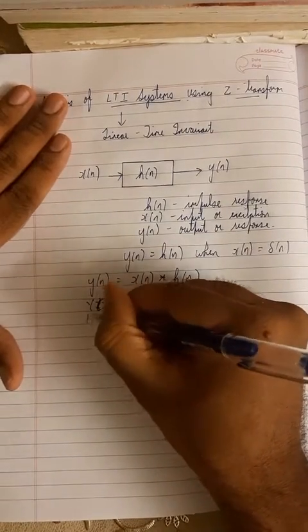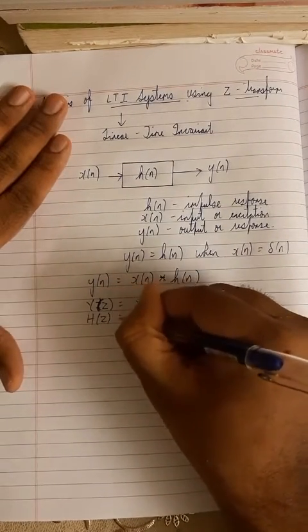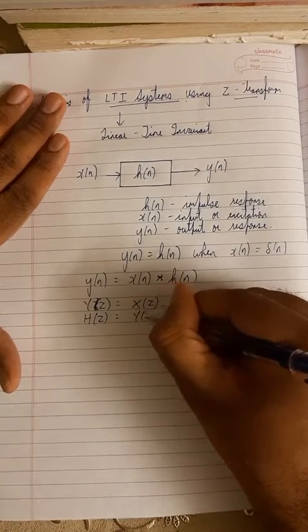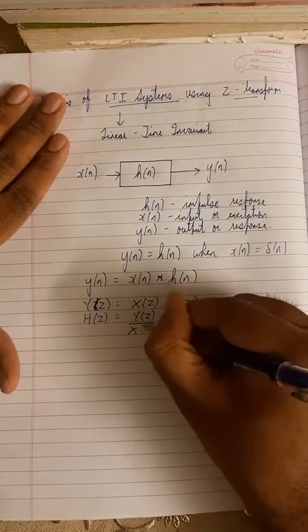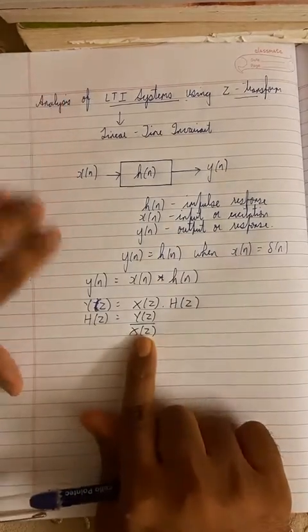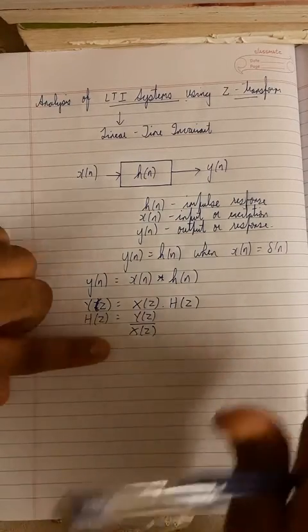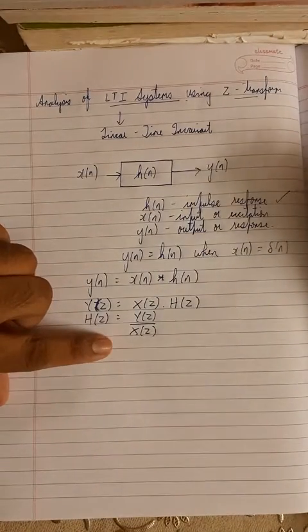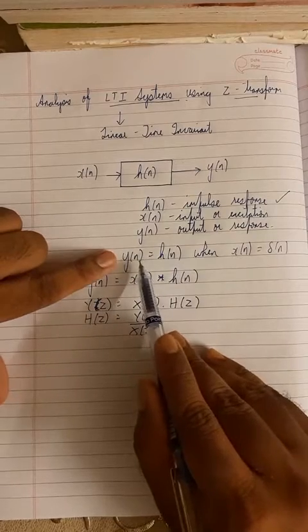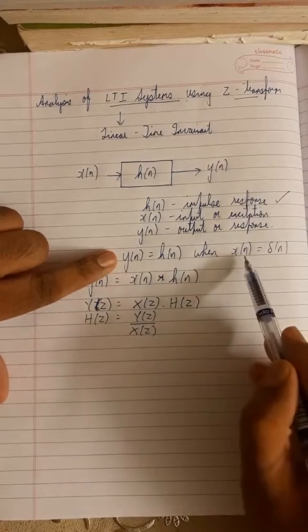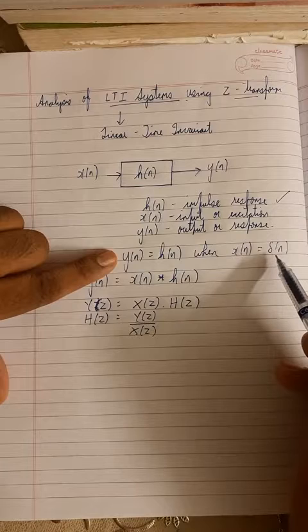Here I can tell that the value of h of z is nothing but y of z by x of z, right? Y of z by x of z. I already told you that the meaning of impulse response is that the output will be the impulse response when the input is an impulse signal, right?